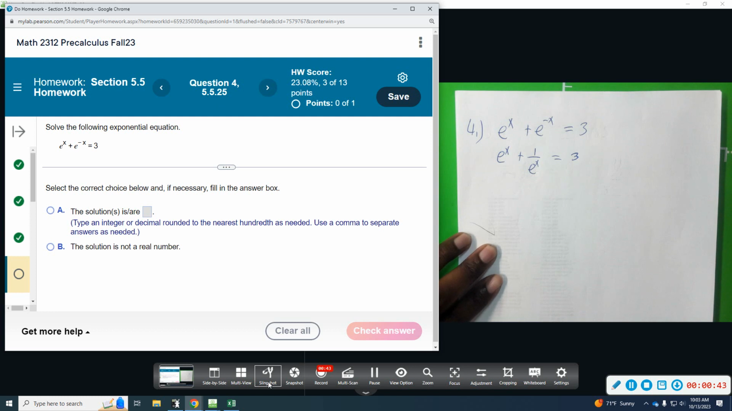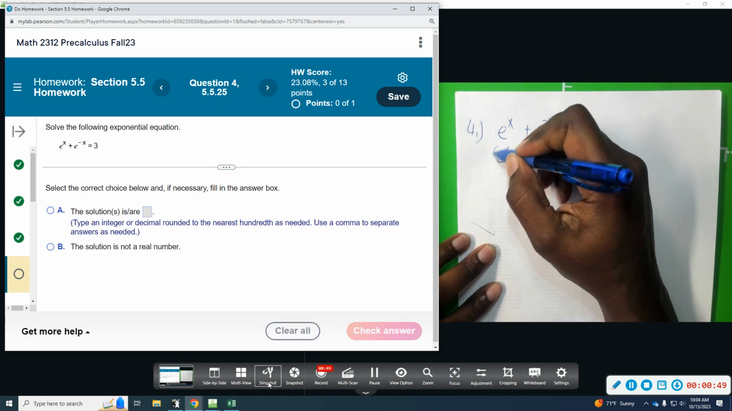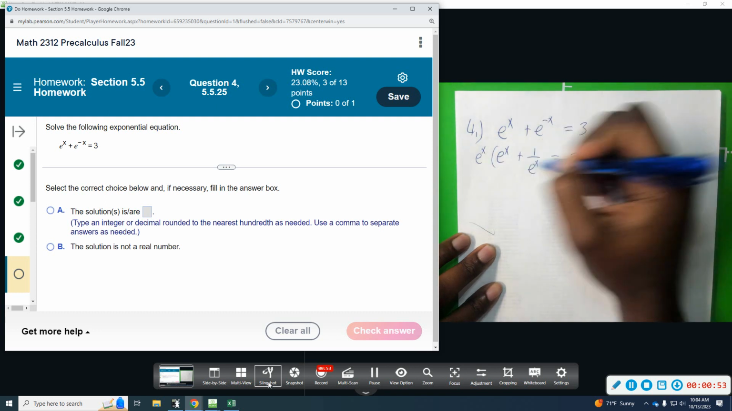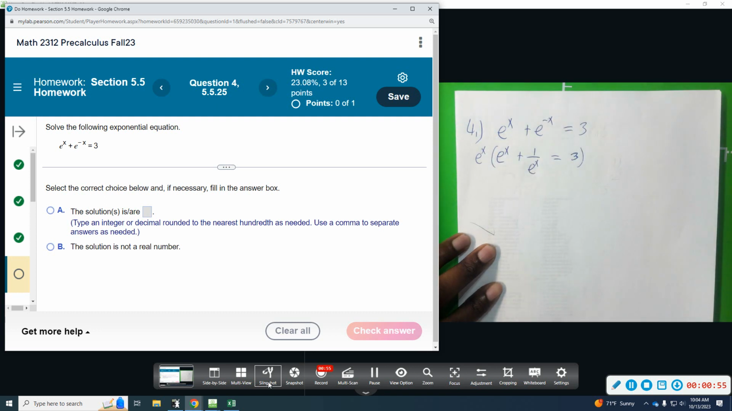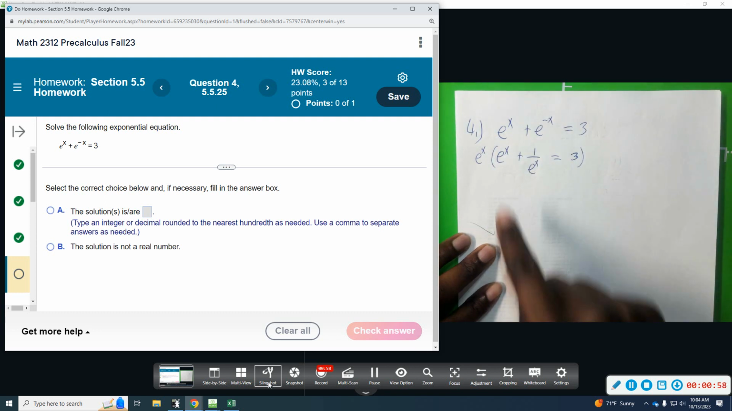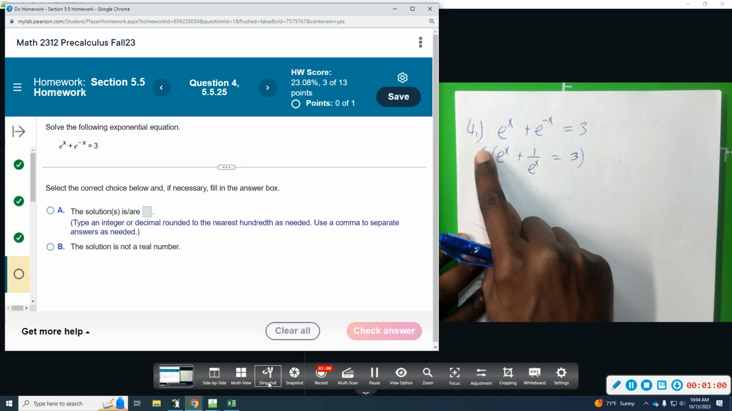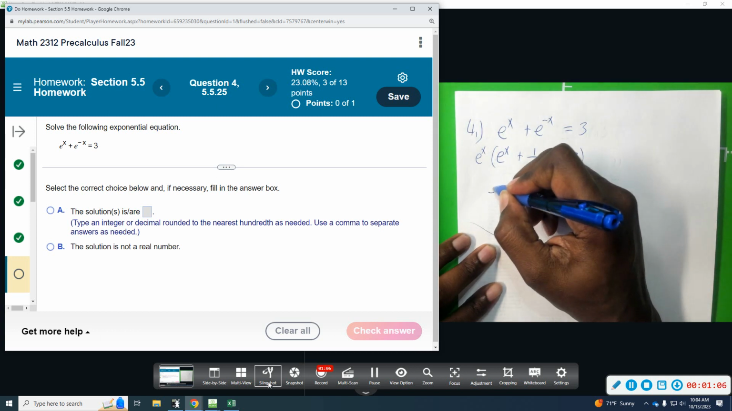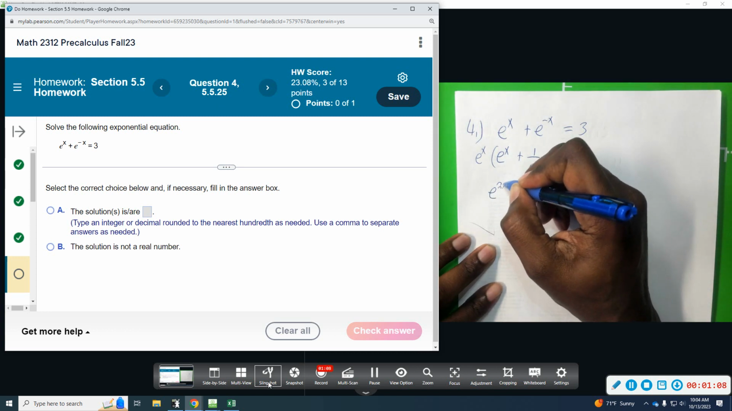And then we don't like fractions, so how do we get rid of a fraction? Well, we multiply by what we're dividing by. So I would multiply everything, both sides, by e to the x to get rid of that fraction. Then properties of exponents come into play. When you have the same base and you're multiplying, you add the exponent. So x plus x gives me 2x, so that will give me e to the 2x.